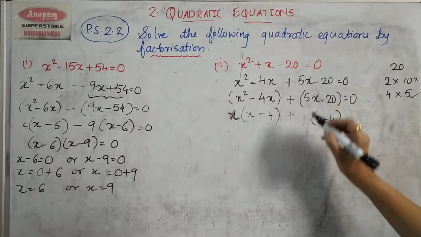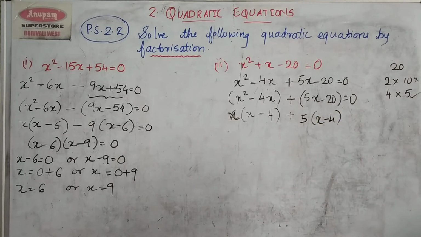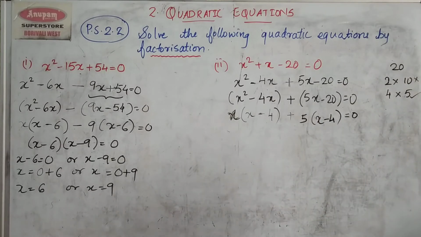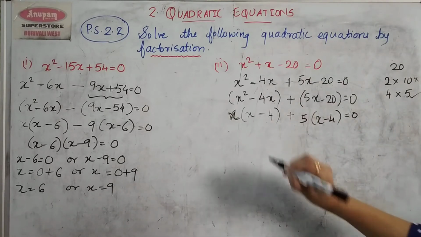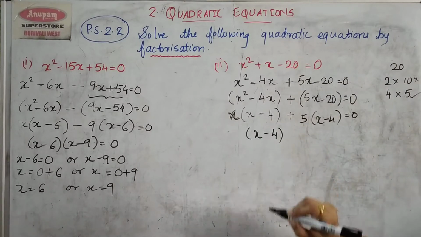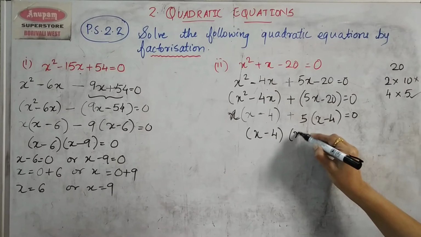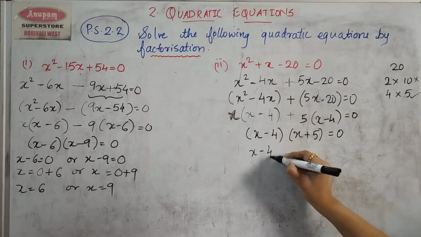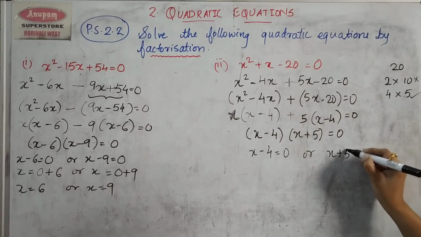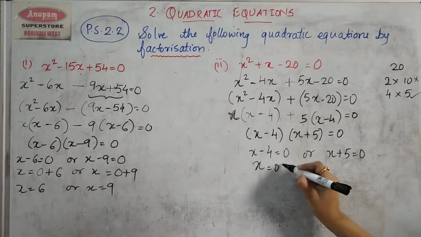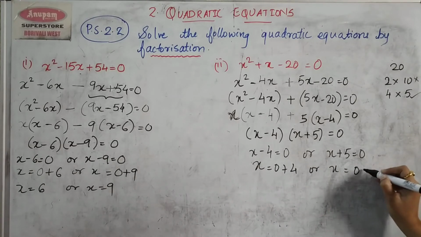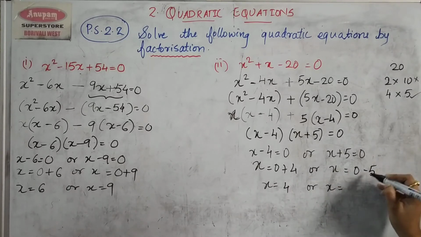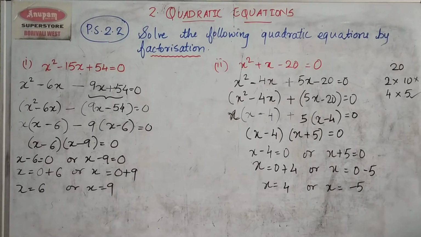Now find out x into what will give you 5x. So x into 5 will give you 5x, and 4 into 5 will give you 20. So this is your third step. Now in the next step, x minus 4 is common, so that will be my one bracket here, and the remaining will be x plus 5. So x minus 4 is equal to 0, or x plus 5 is equal to 0. So x is equal to 0 plus 4, or x is equal to 0 minus 5. So x is equal to 0 plus 4, which is 4, or x is equal to 0 minus 5, which is minus 5.